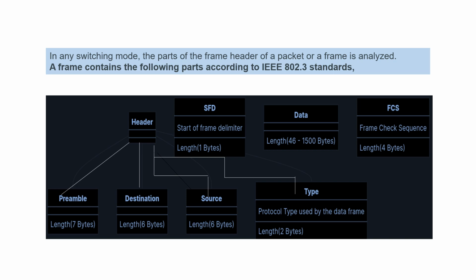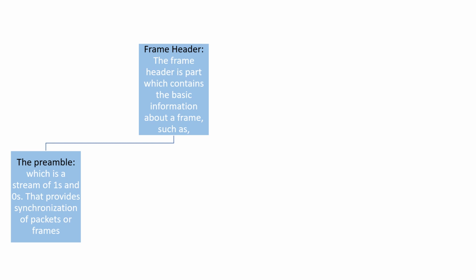We already know the data is split into packets during the transmission in the networks, and a frame contains the following parts according to the IEEE 802.3 standards. So the frame or a packet will have the following parts, that is a header, start frame delimiter, data, and the frame check sequence. And the header will again have four fields, that is preamble, destination, source, and the type. That is, this we can see in detail, that is what is there in the frame header and the various parts of the frame.